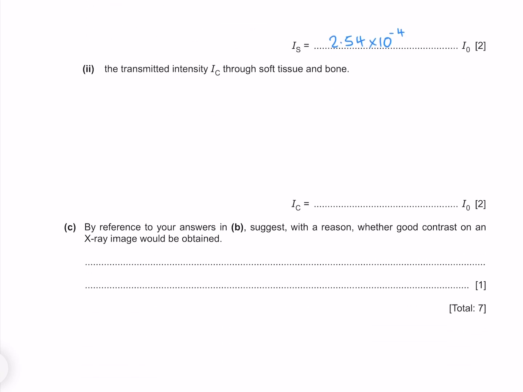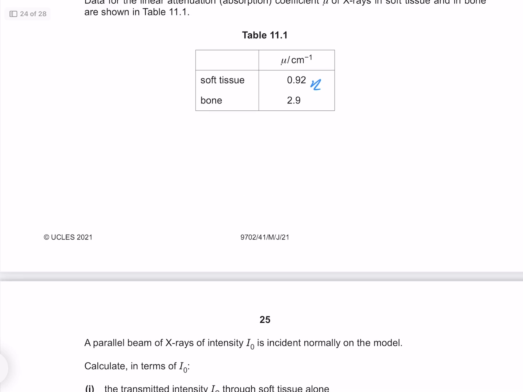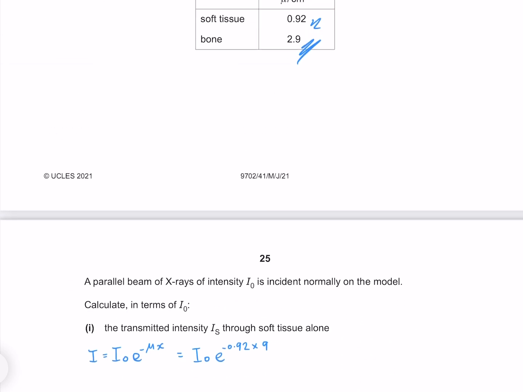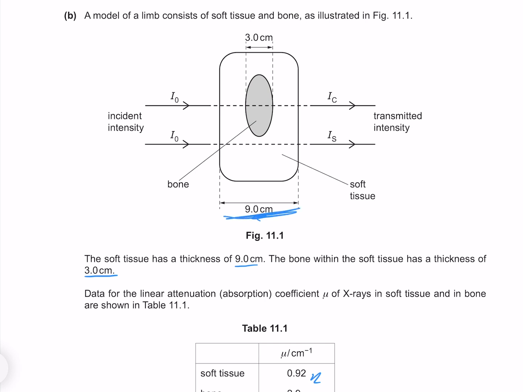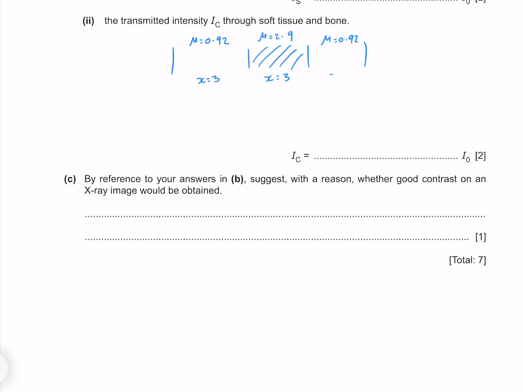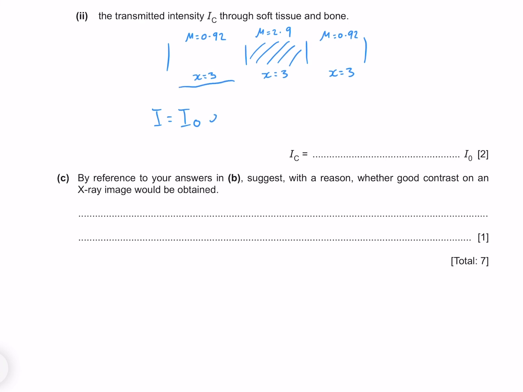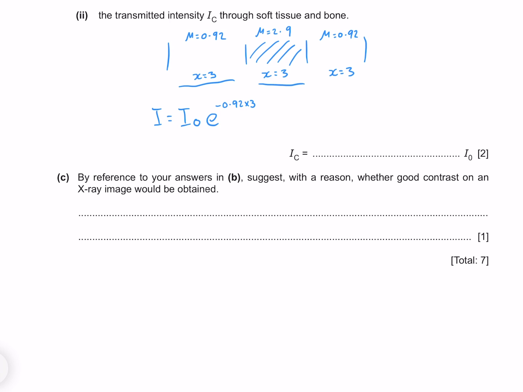Calculate in terms of I0 the transmitted intensity IC through soft tissue and bone. Recalling that we have our soft tissue with our bone in the middle, where our soft tissue has an attenuation coefficient of 0.92 and our bone of 2.9. As for our distances, we know that this entire length is 9 and our bone is 3, which means we must have 3 on either side, meaning that all 3 sections are 3 cm. Now for our intensity, that's going to be I0 multiplied by the exponential for this section, multiplied by the exponential for this section, multiplied once again by the exponential for this section, which gives me 6.67 times 10 to the minus 7 I0.